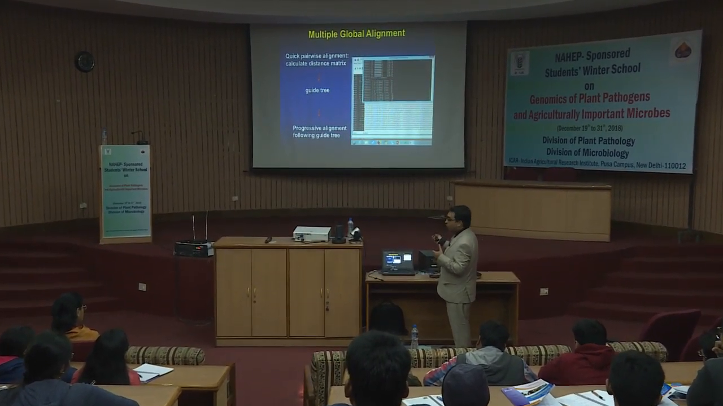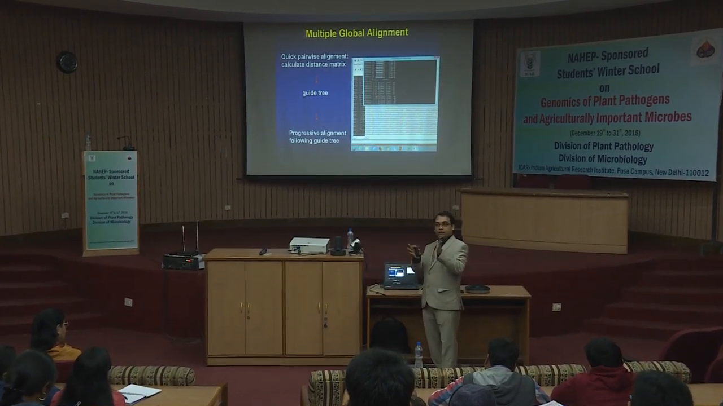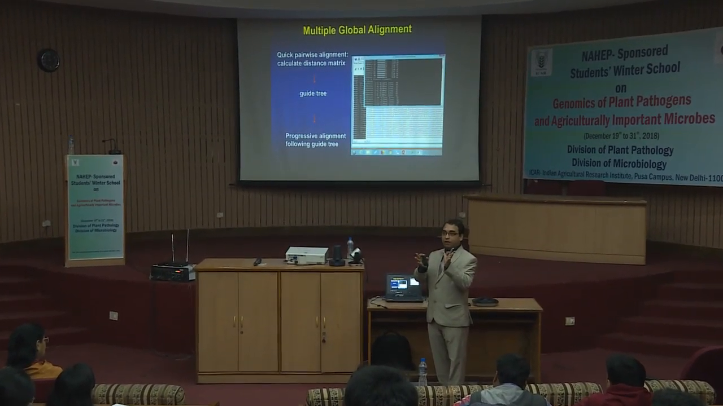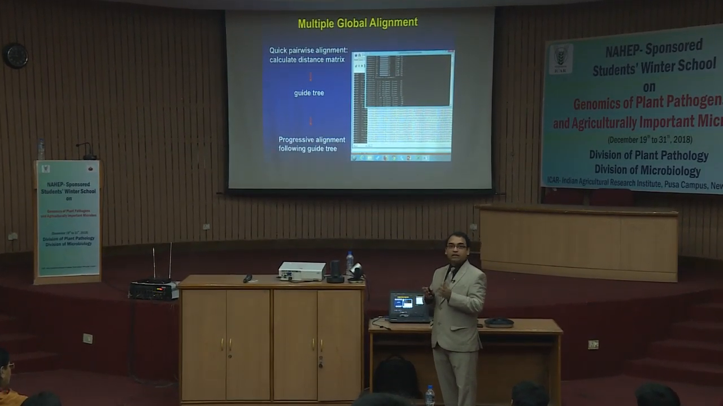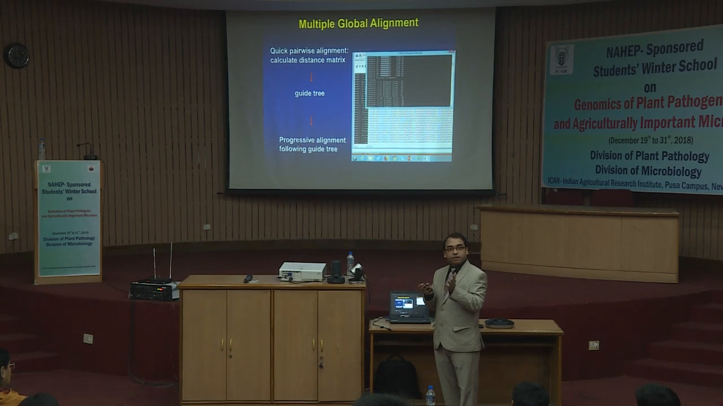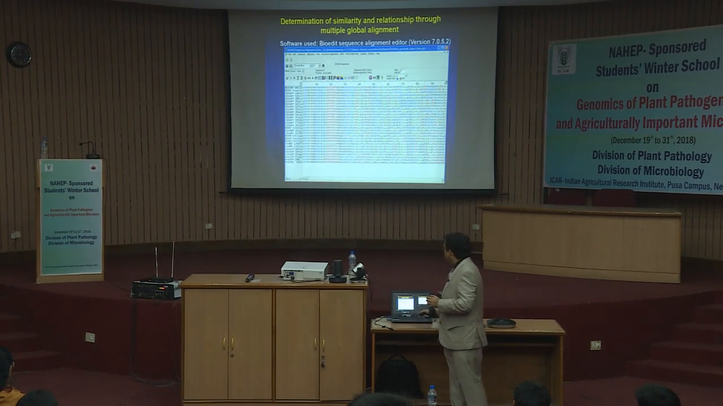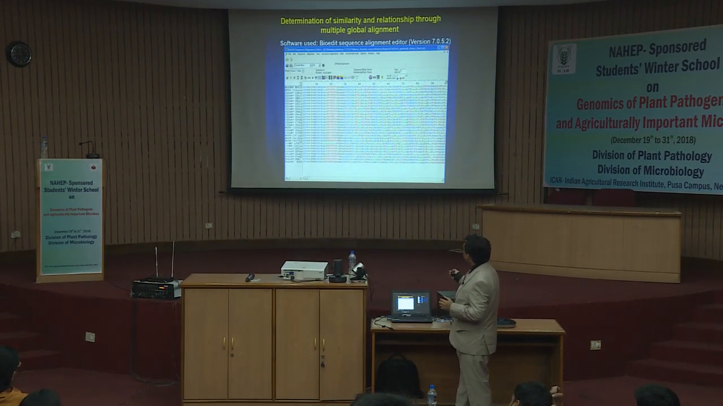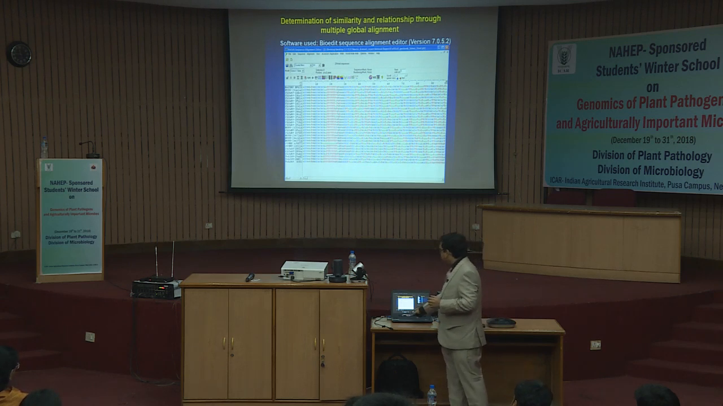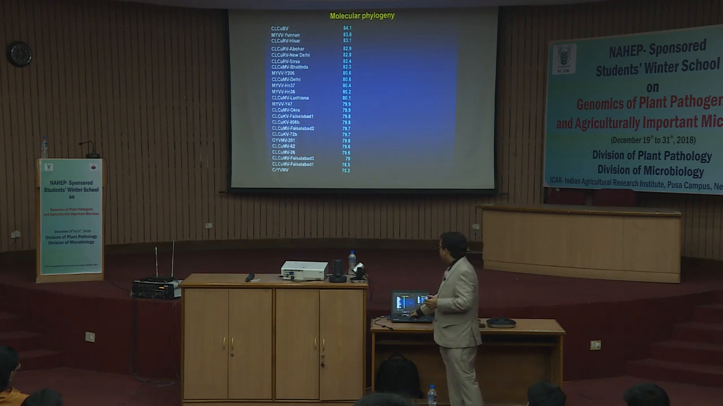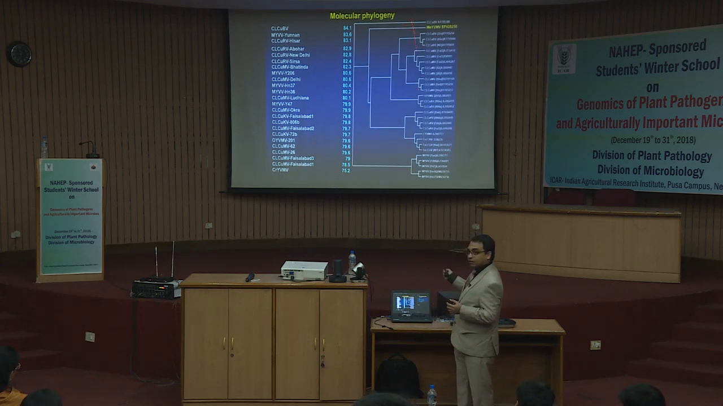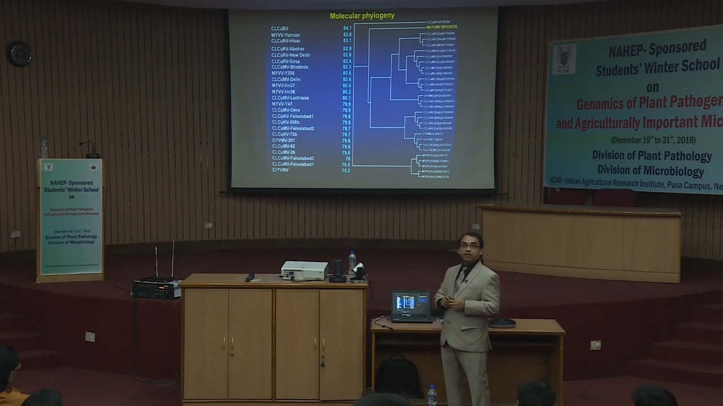Based on these scores, they reveal the sequence identity values, percentage identities, and you can also generate a relationship tree. So, ultimately it will give you this kind of alignment, generate percent sequence identities, and generate a relationship tree. This is called the molecular phylogenetic tree.